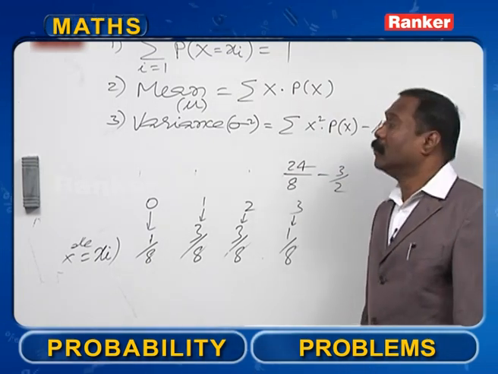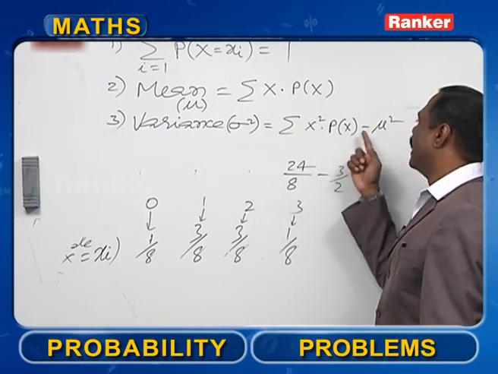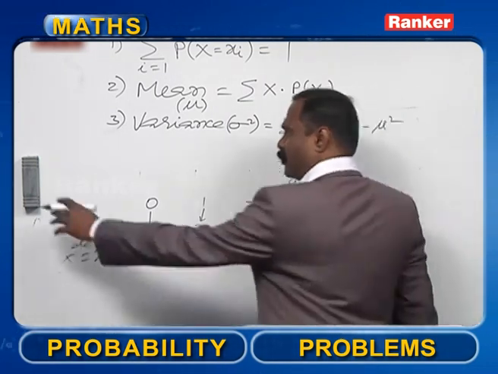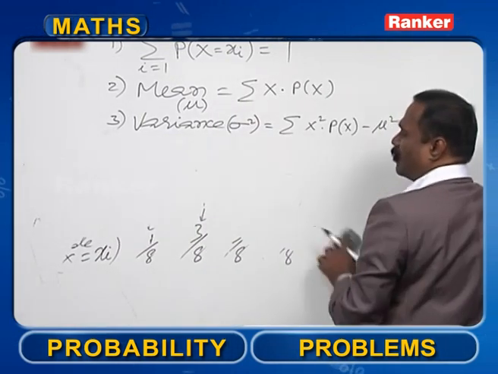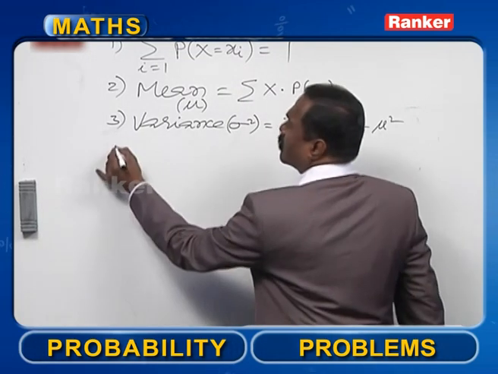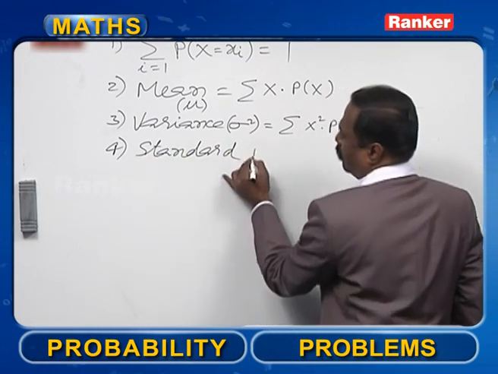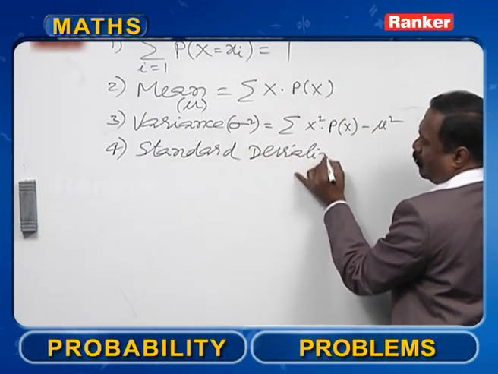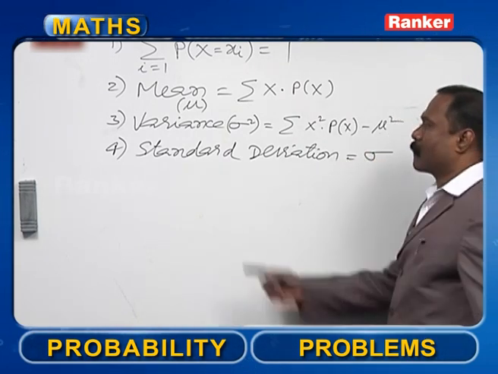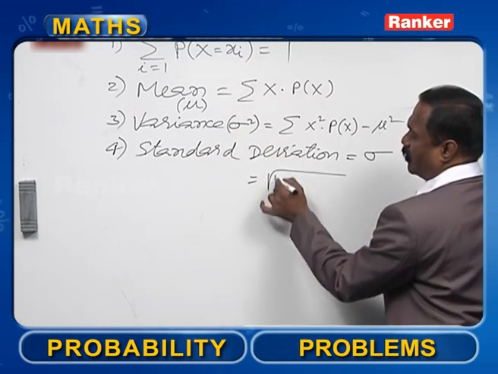Understand the procedure. So, variance is denoted by sigma square. It is nothing but sigma x square into P of x minus mu square. It is very much related to statistics, the frequency distribution which you already did. It is now the same, extended to the theory of probability. Similarly, the standard deviation. What is standard deviation? It is simply sigma, the square root of variance.